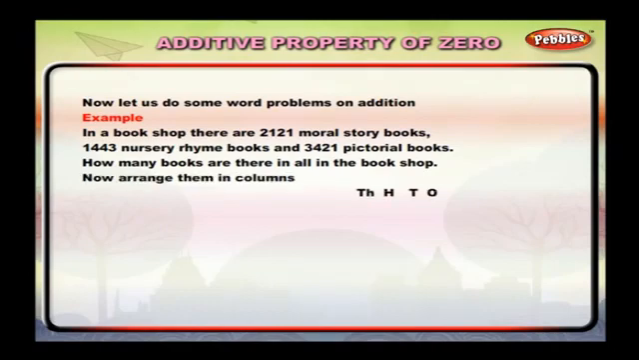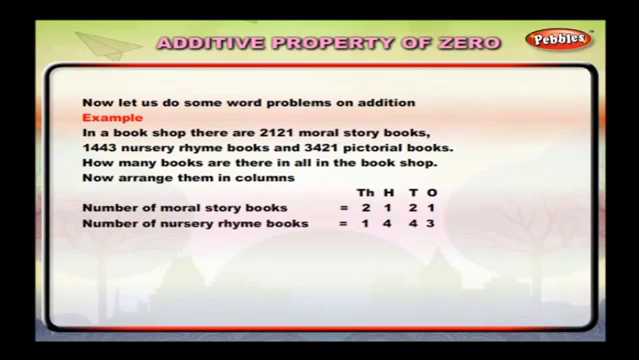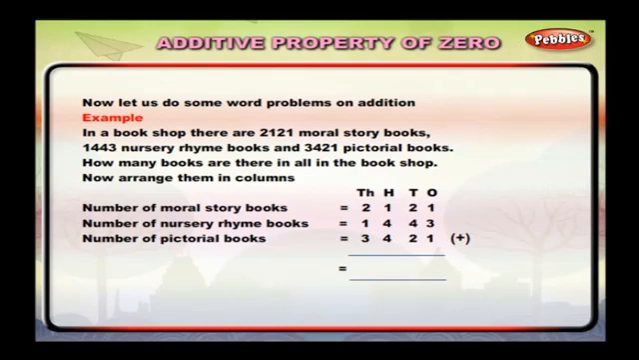Now arrange them in columns. Number of moral story books is equal to 2,121. Number of nursery rhyme books is equal to 1,443. Number of pictorial books is equal to 3,421. Add the ones first.